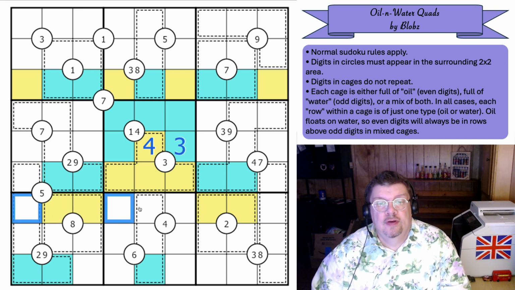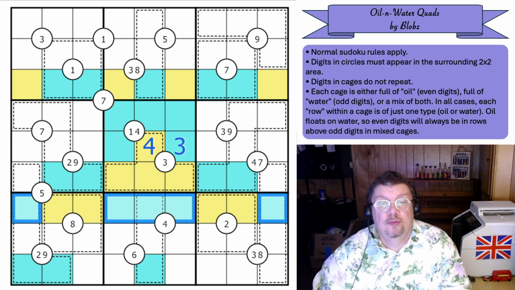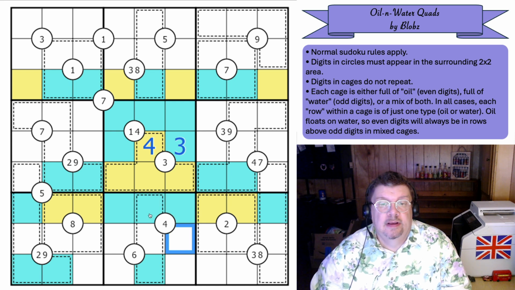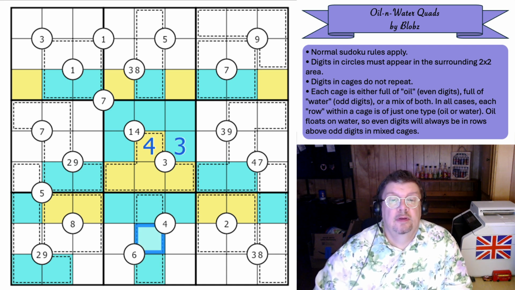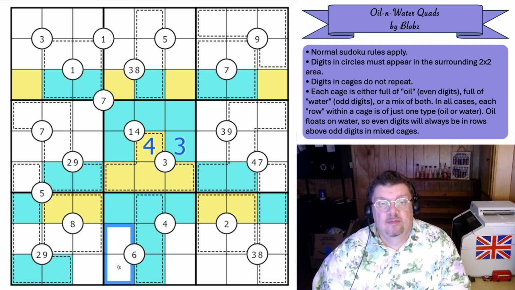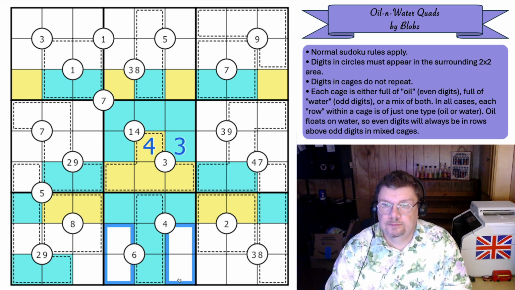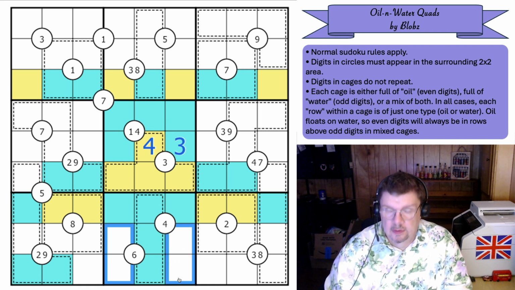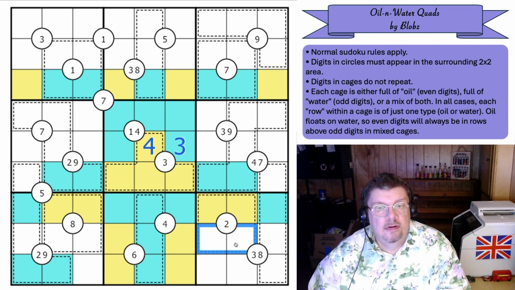I've now got 4 even digits in the row, so those must all be water. And because oil floats on top of water within a cage, this must be water. And that completes the water for the box, so this is all oil. There we go.